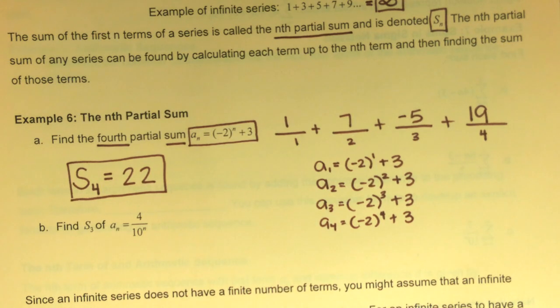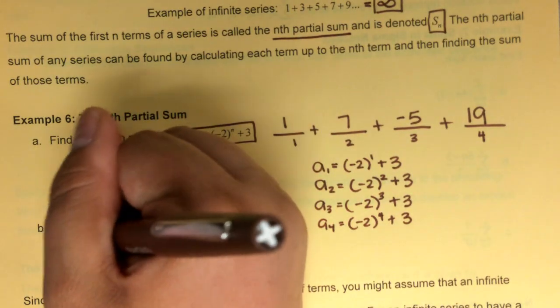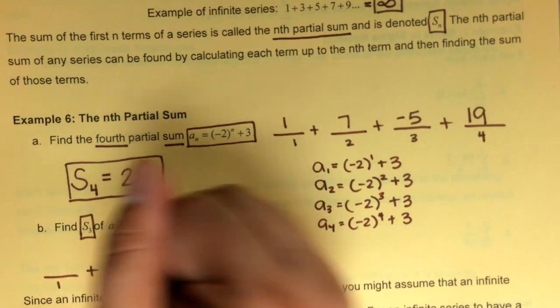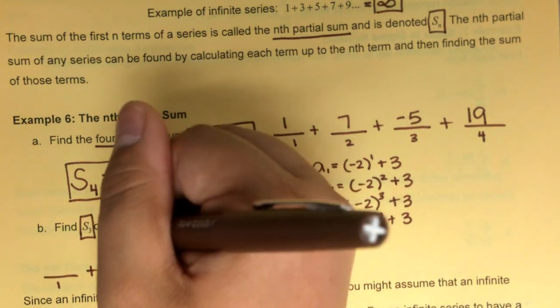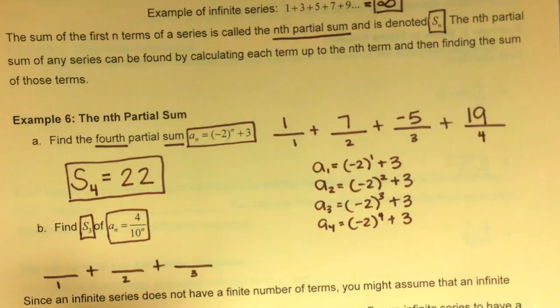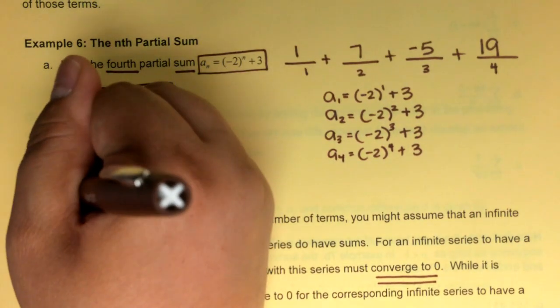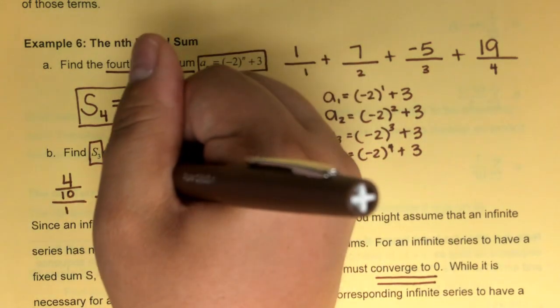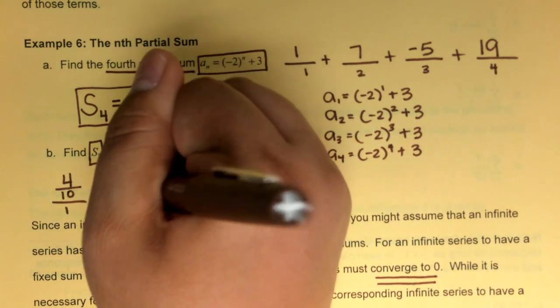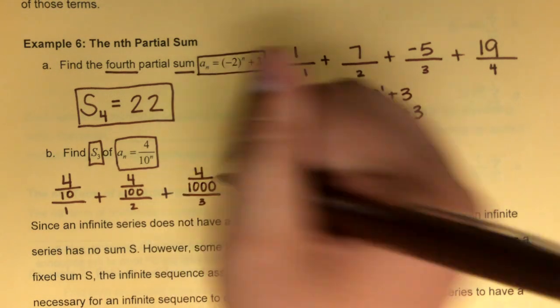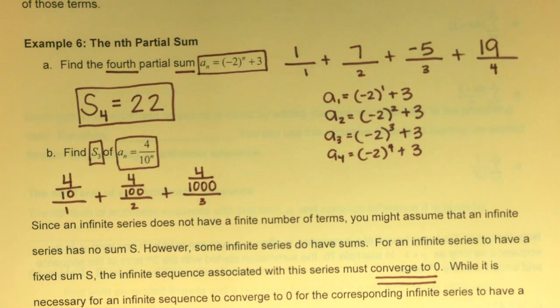Okay? All right, for my next one, what am I asking for here? First 3. And here is my equation, 4 over 10 to the n. So, what is 10 to the first? 10. 10 squared and 10 cubed. Well, what is 4 tenths plus 4 100ths plus 4 1,000ths?